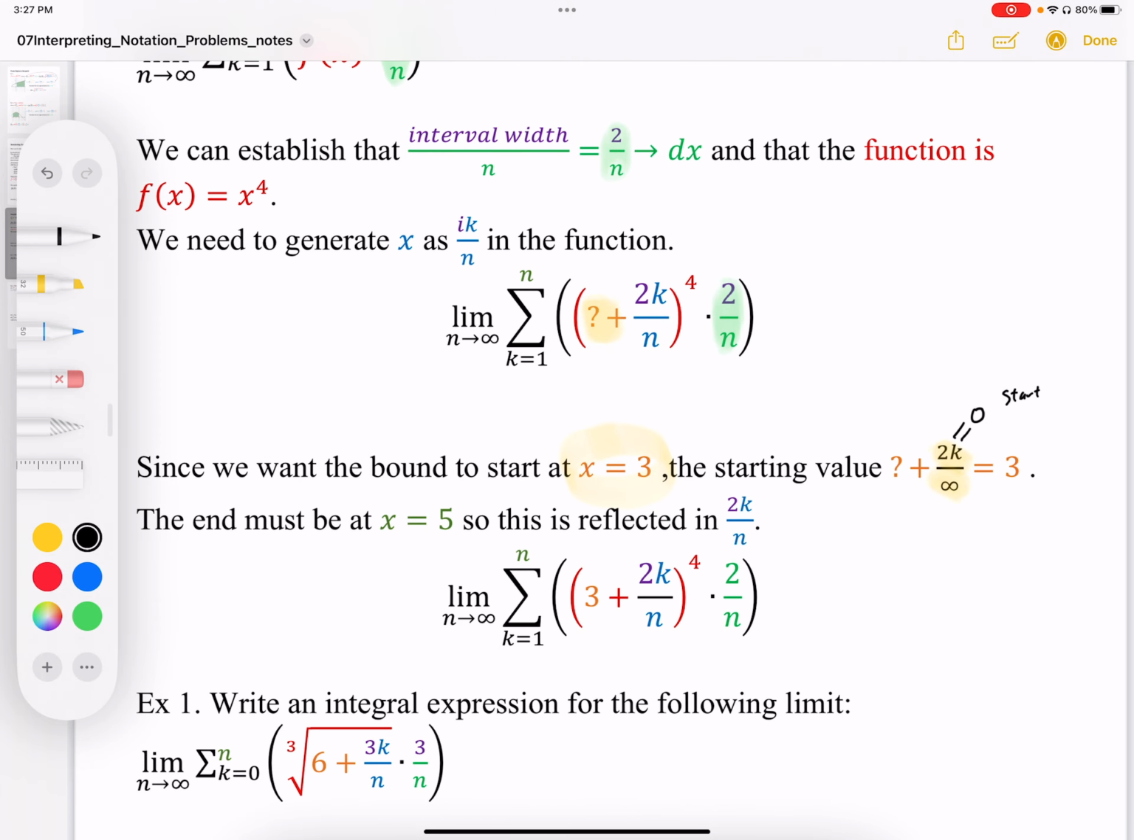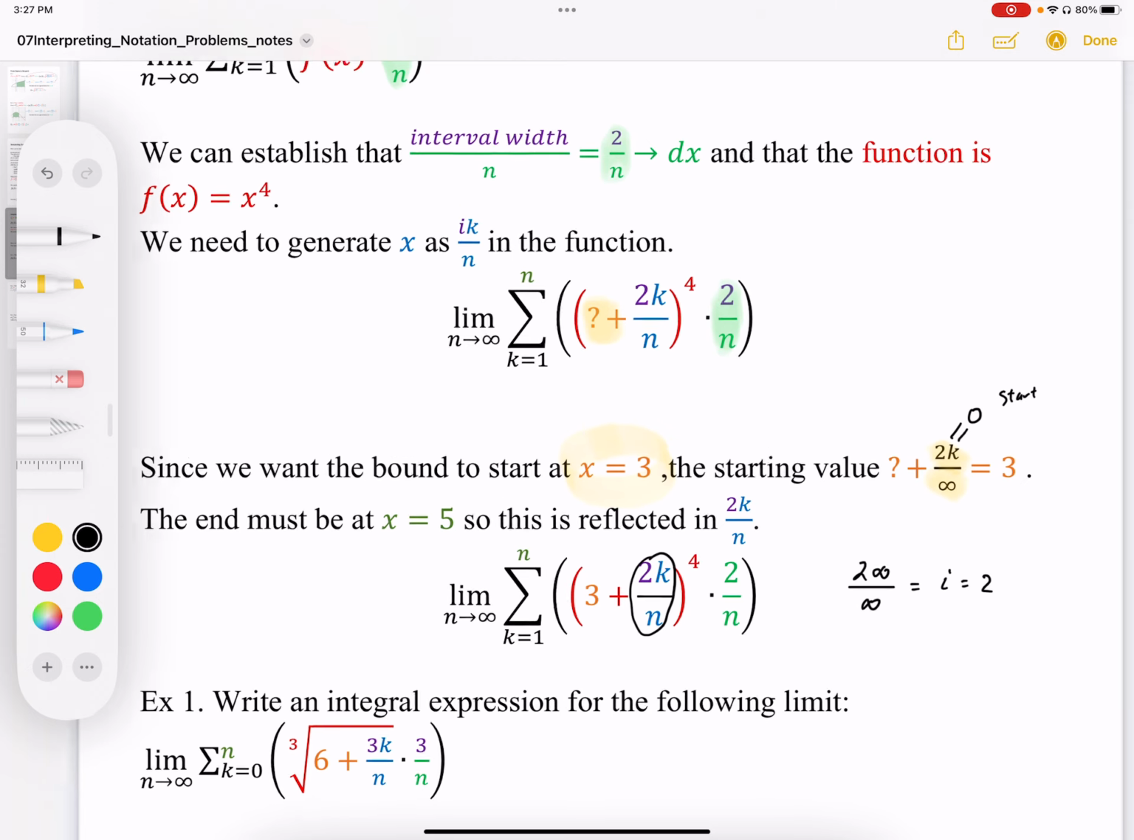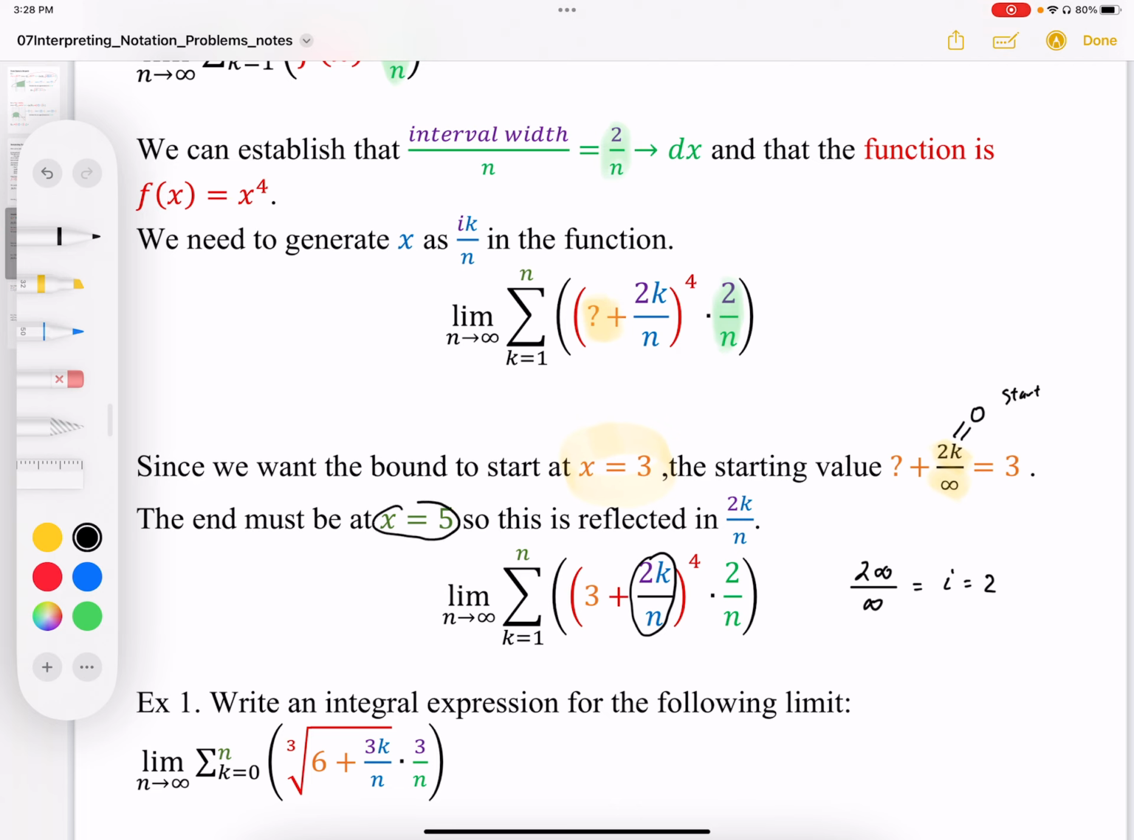The n value of 5 kind of naturally follows because of that 2k over n. Because when we put k is equal to infinity, okay, so we have 2 infinity over infinity, we're just going to give us the interval width of 2. And if this generates the interval width of 2 for the n, then that should also reflect the x value, because we're going to start at 3 and add that interval, and we're going to end up at the n value of that integral of 5.